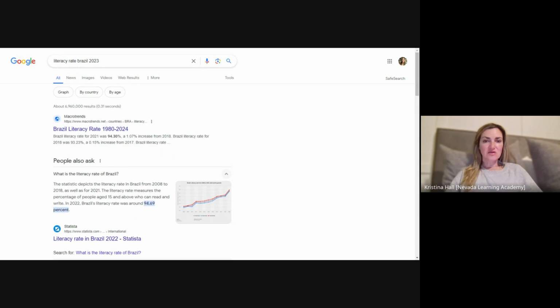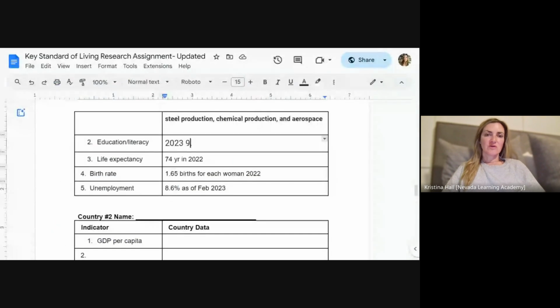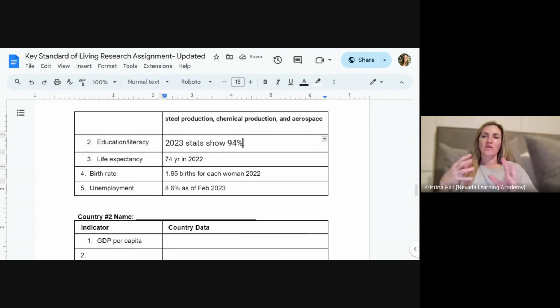All right, so I'm going to replace this. I'm going to say 2023, 94%. So I'm going to put it over here: 2023 stats show 94%. Okay. So again, make sure you're giving the year of your stats, and you want to be within 3 years. All right. Then we'll do life expectancy.